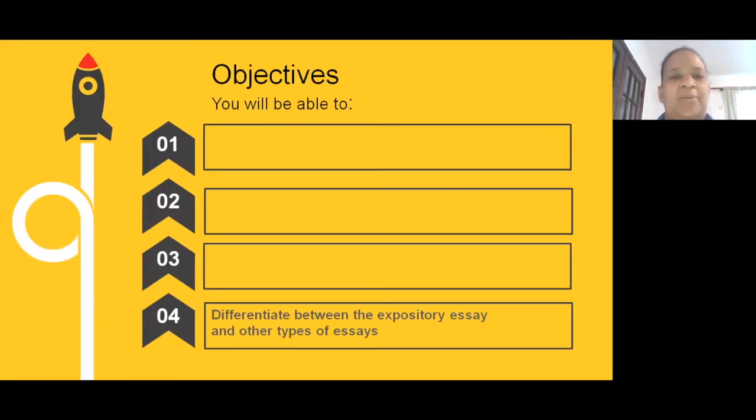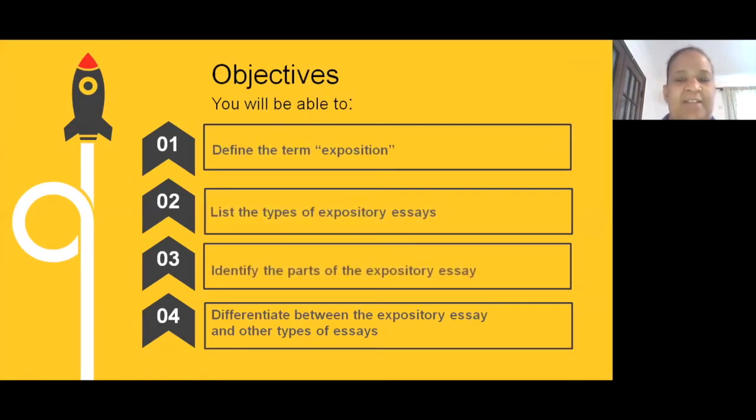Now, what we're going to do on our agenda today, objectives, you'll be able to define the term exposition, list the types of expository essays, identify the parts of the expository essay, and differentiate between the expository essay and other types of essays, okay? You'll be able to say how the expository essay is different from the other essay types.